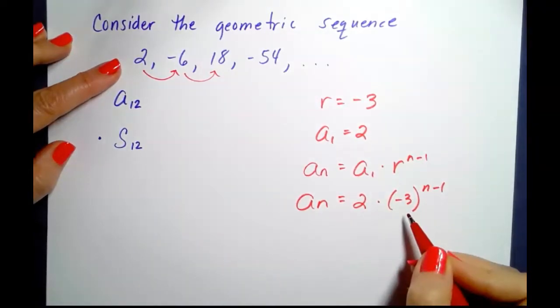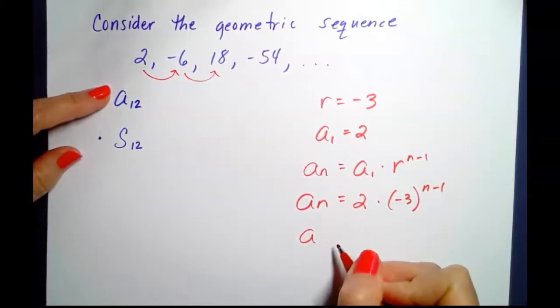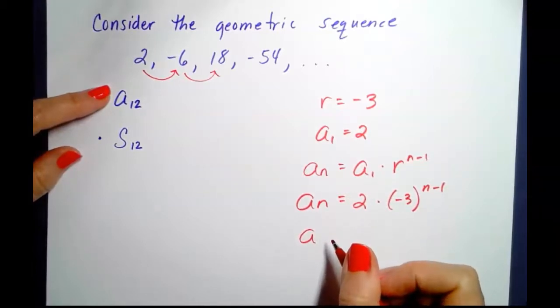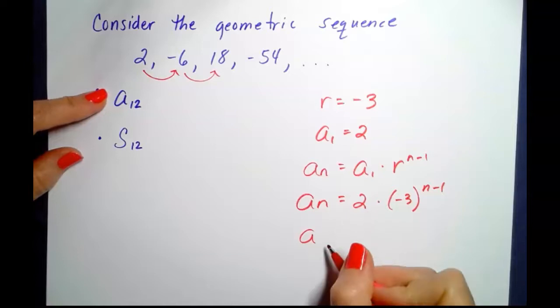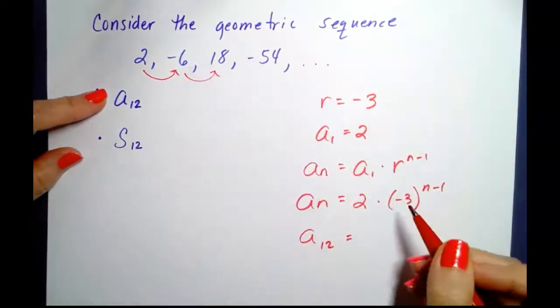So a sub n equals 2 times -3 to the n minus 1. Just a reminder here, in order for us to use our calculator, it's very important that this is inside of the parentheses. So let's find a sub 12. This is going to be a pretty substantial number. So maybe positive, maybe negative. I think it's going to be negative.